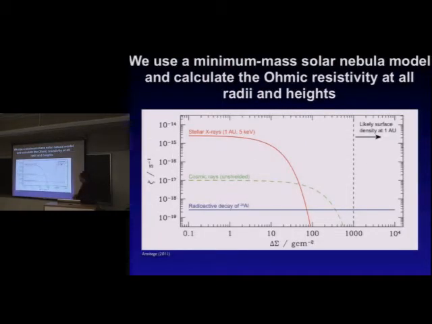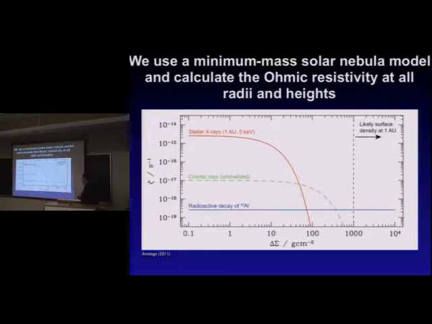But getting back to the model that I've set up, we just assume a minimum mass solar nebula model and calculate the ohmic resistivity at all heights and radii. And we balance these ionization sources against simple gas phase recombination at all radii and heights. So we don't have any dust physics anywhere that's soaking up charge. This is sort of the base thing that you can do, the simplest thing that you can do.